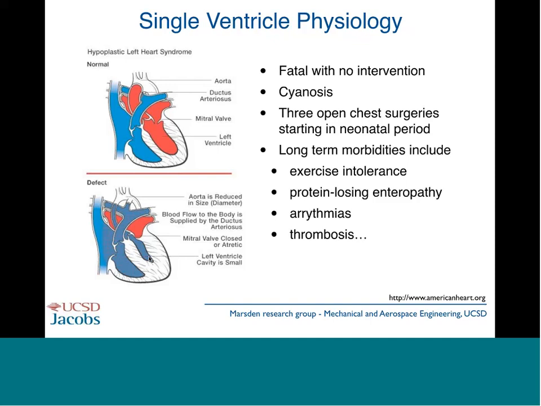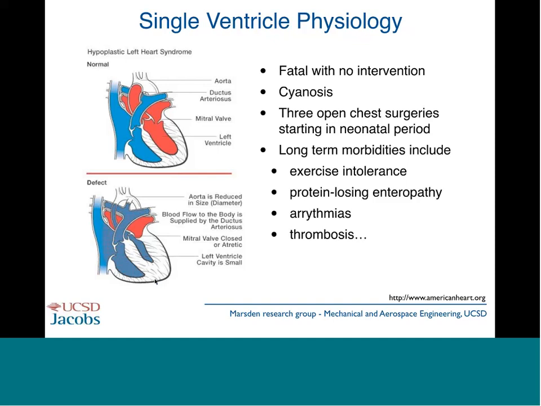And so these patients have to undergo 3 open heart surgeries starting as infants. I'll step you through what those 3 surgeries are. These patients are able to survive following those 3 surgeries, but they encounter a number of problems as they grow up. One thing I should point out is that these single ventricle conditions are typically fatal with no intervention. They leave the patient severely cyanotic, or blue, lacking oxygen. They require 3 open chest surgeries starting as neonates.